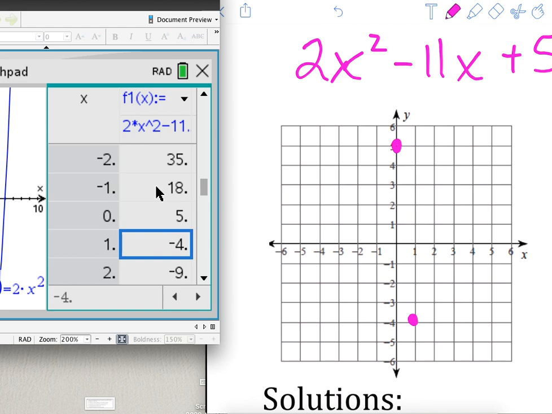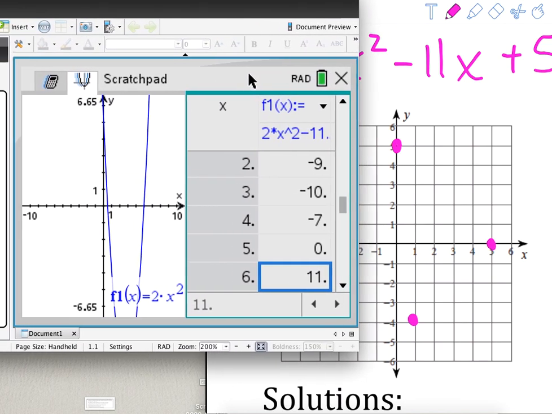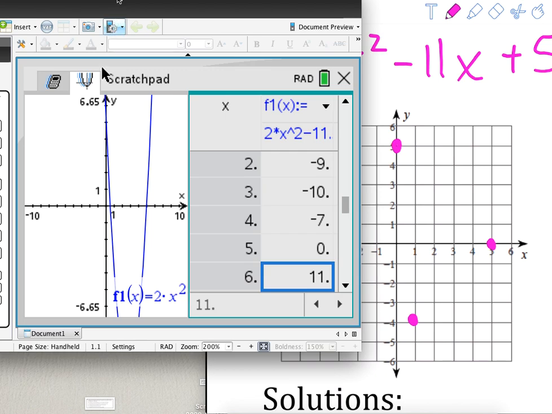But let's see if we can get our shape. If I keep scrolling, look what happens. 3, negative 10. Ooh, it's coming back up. 4, negative 7. 5, 0. There's another point. And what about the last one? 6, 11. All right, well, let's go back and look at what our graph looks like so we kind of have an idea of what shape we're looking at.